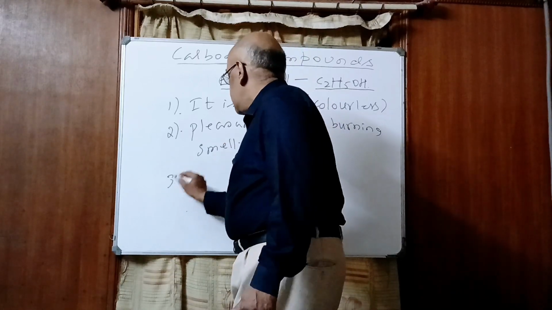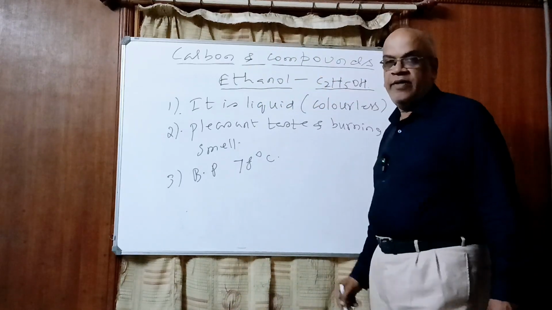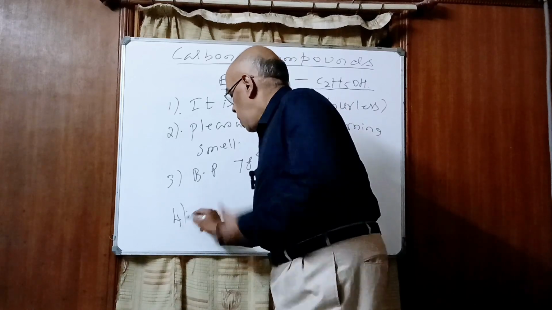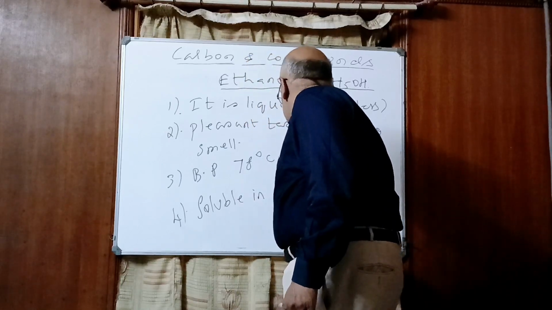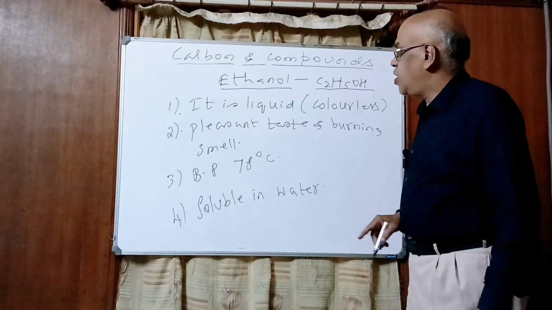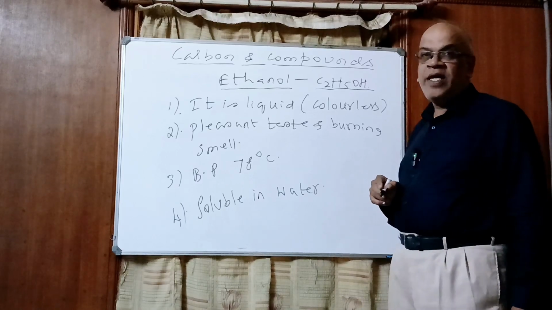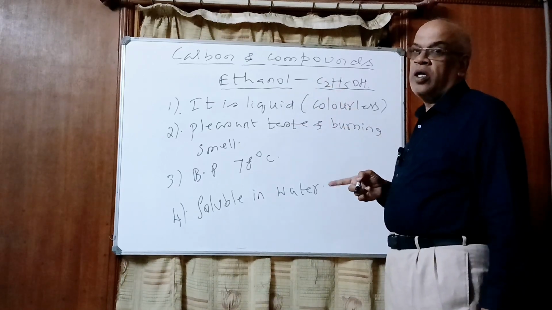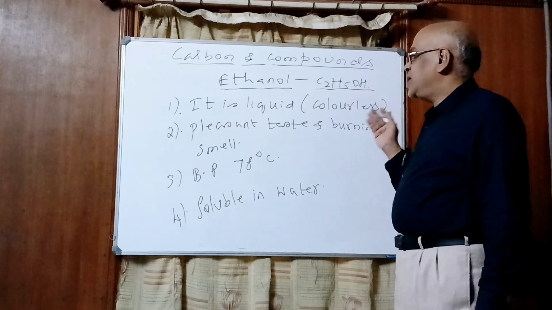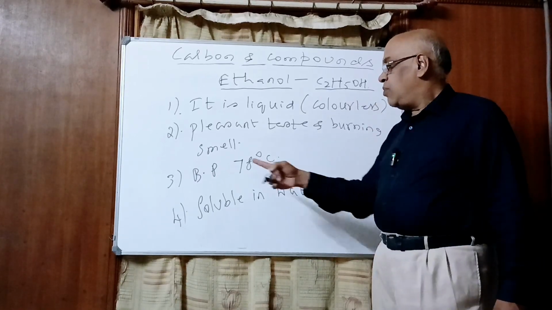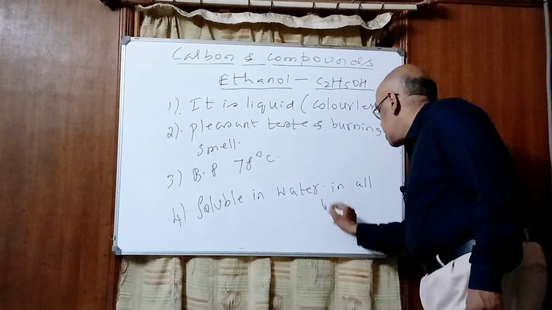Third point is boiling point, BP. What is the boiling point? 78 degrees centigrade. Fourth point, children, soluble in water. Ethanol is also called what? Simply alcohol. It is also called ethyl alcohol. The common name is ethyl alcohol. As per the IUPAC system, we call it ethanol, which is liquid at room temperature, colorless, with a pleasant smell and burning taste, boiling point 78 degrees centigrade, soluble in water in all proportions.